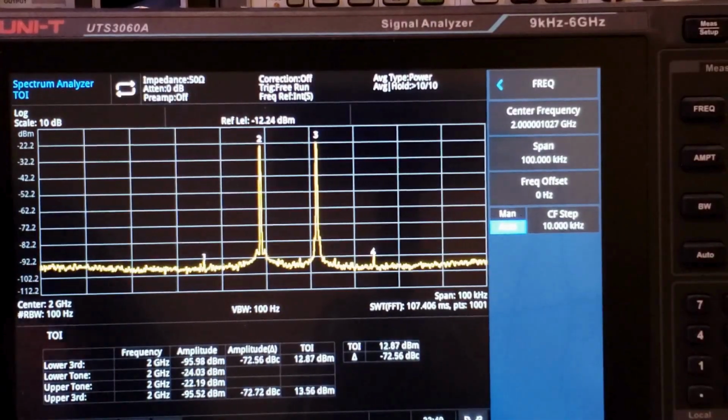So now you know how to measure the third order intercept point using the UTS3000A series signal analyzer. Of course, you can do the same measurement with any spectral analyzer. You will just have to do the math yourself, like what we did earlier. These advanced measurement options of this UTS3060A certainly make the measurement a lot easier.